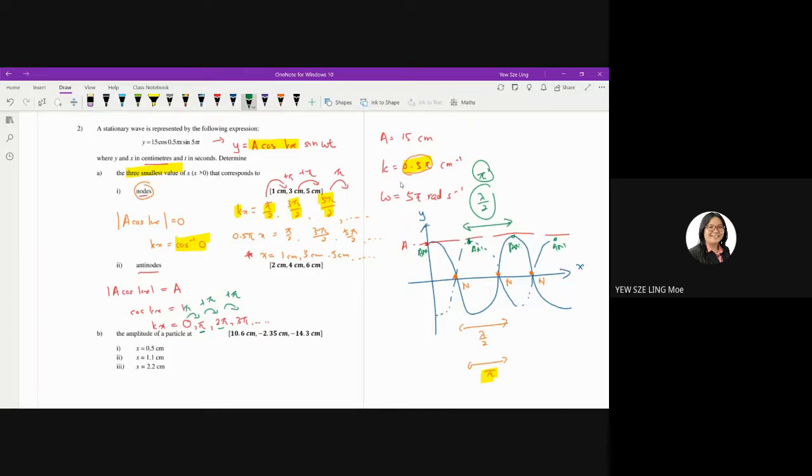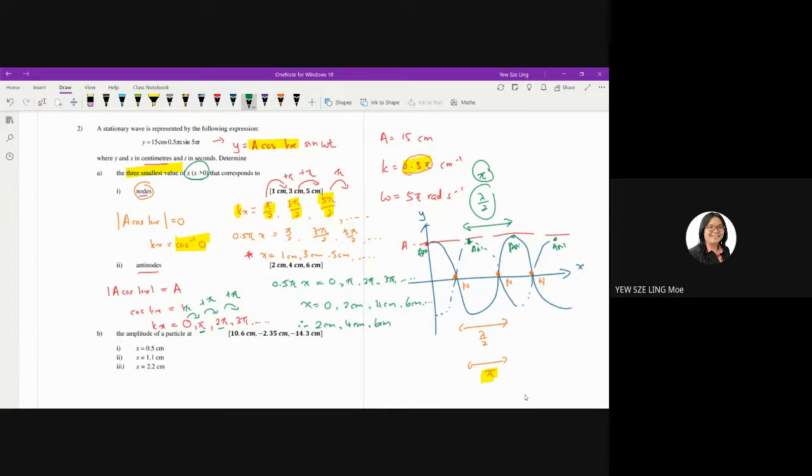So again, kx, what do we have? We have kx equals 0.5 pi x equals 0, pi, 2 pi, 3 pi, and so on. x is then equal to 0, and then 2 cm, 4 cm, 6 cm, and so on. So the answer, because the question is asking for the 3 smallest values excluding 0, the final answer will be 2 cm, 4 cm, and 6 cm.